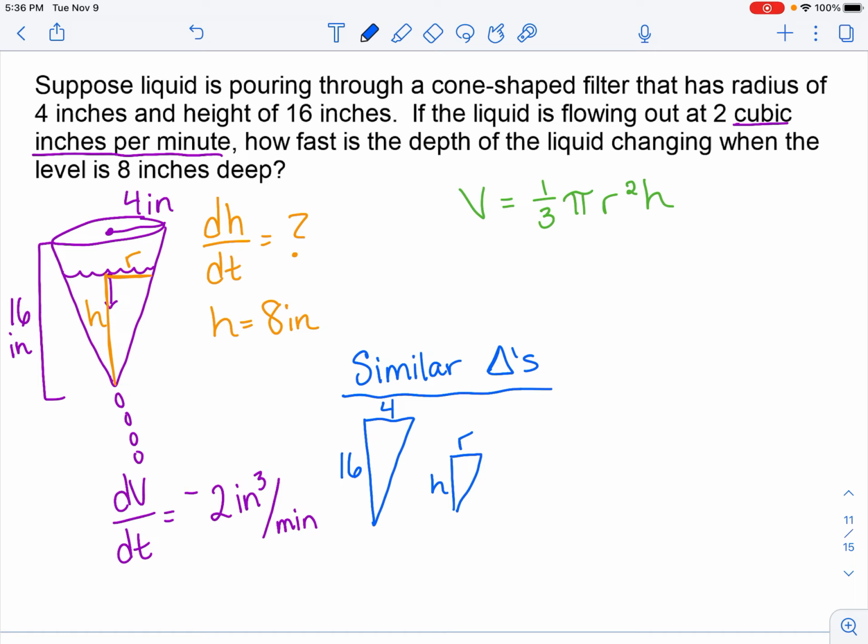So I can set up a ratio between those. I could do 4/16 equals r/h. I could do 4/r equals 16/h. I can set up the proportion any way that I want as long as it's consistent between the two fractions, okay? So I'm doing radius over height equals radius over height. Now I'm looking for dh/dt, which means this h needs to stay and this needs to go.